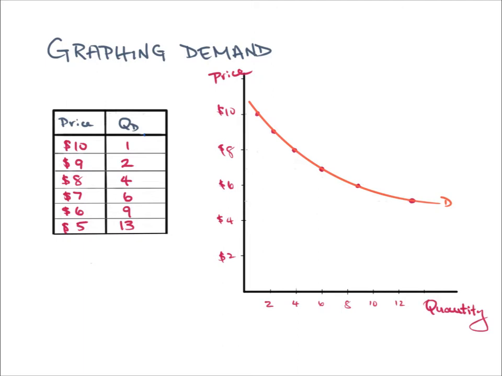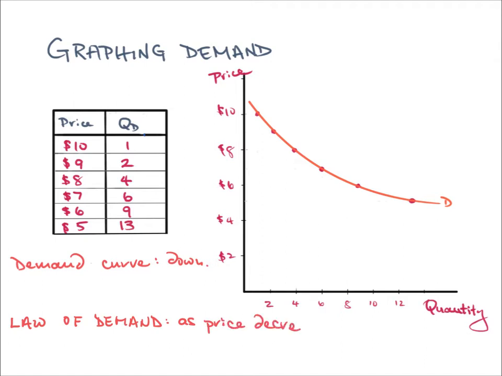The most important thing is that the demand curve, when we graph it, is downward sloping. Okay. It always goes down. And this is the same as what we call the law of demand. As price decreases, the quantity demanded increases. As price decreases, the quantity that people are willing and able to purchase increases.